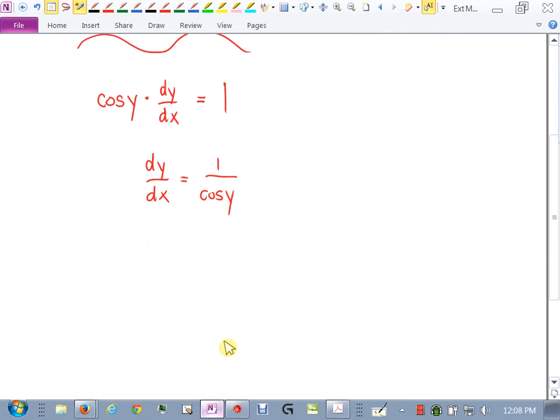And what's 1 over cosine? Careful. Secant, yeah. Secant y, so that becomes secant y, doesn't it? So do we have our answer? That doesn't look anything like the formula I just showed you, does it? No. What's the problem with that?